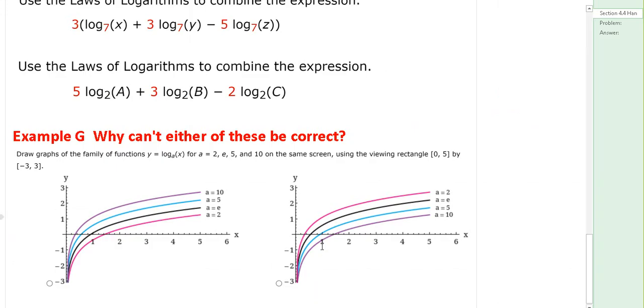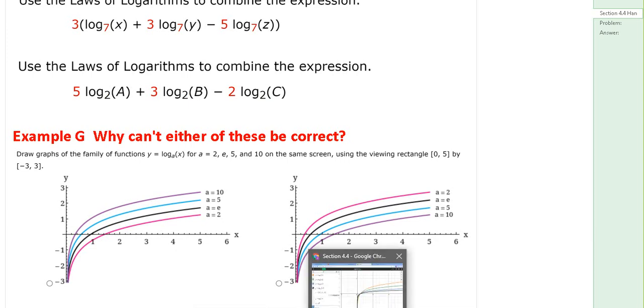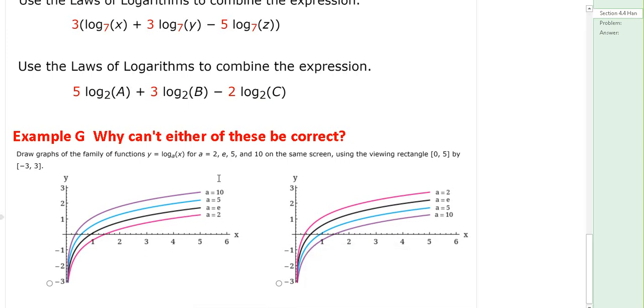So when you look at these graphs here, it says, draw the family of functions for these different bases using the screen. Why can't these graphs be the right ones? Well, one of the things that's wrong with this one is that it's in the wrong order. The smaller the base, the faster it'll grow. So it should be in an order like this. But both of these have something that's glaringly wrong. What is it? How come neither of these could be the right set of graphs?